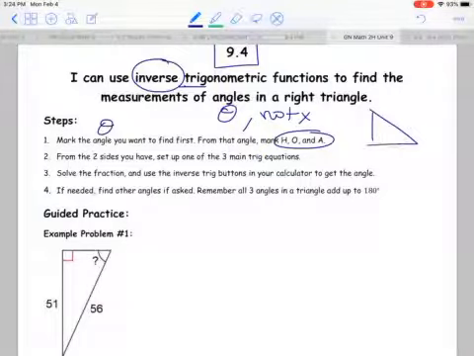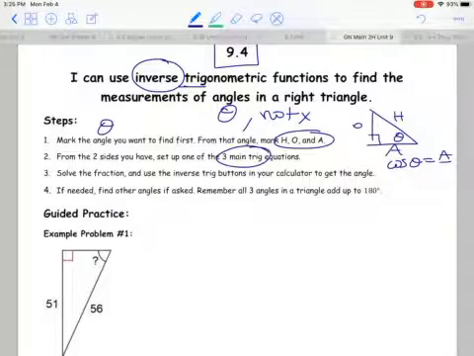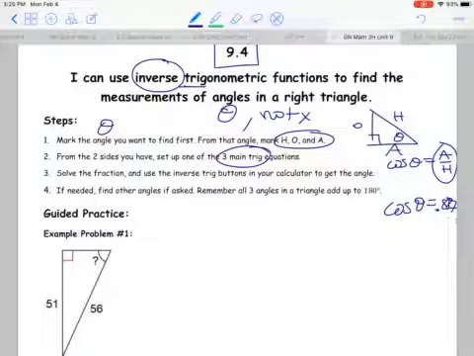Okay, so here's a triangle. Mark your angle. Mark H, O, and A. And then you want to set up one of your fractions, so like cosine equals A over H. And this time, you're actually going to know these two things right here. So you're going to get a decimal, 0.887, and so on.